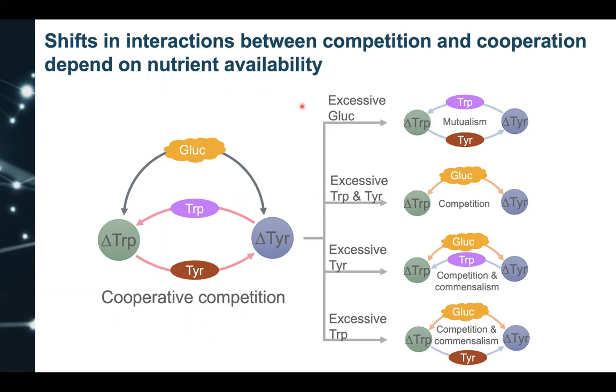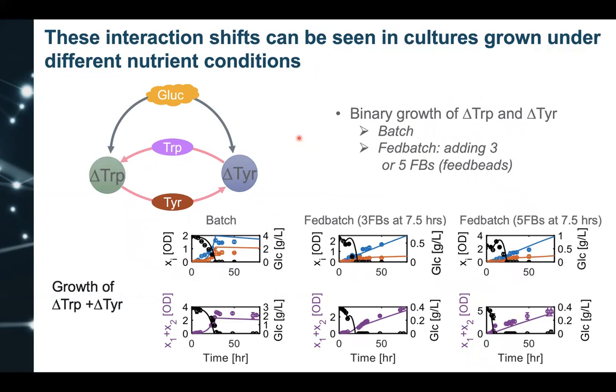As an example, with excess glucose, they're not going to be competing for glucose since there's enough around. Instead, they're simply going to have a mutualistic relationship where they're going to constantly share tryptophan and tyrosine with each other. When we're looking at excess of amino acids, then they don't need to get it from their partner, so there's no longer that mutualistic interaction between the two. Instead, we're simply going to see competition where they are fighting for glucose. We can instead look at what's happening when we have one or the other amino acid in excess and what happens then.